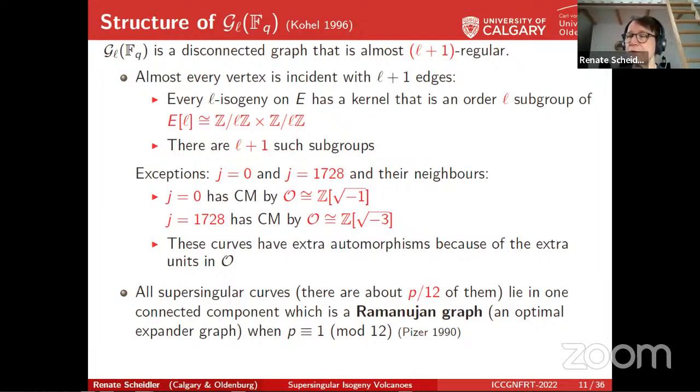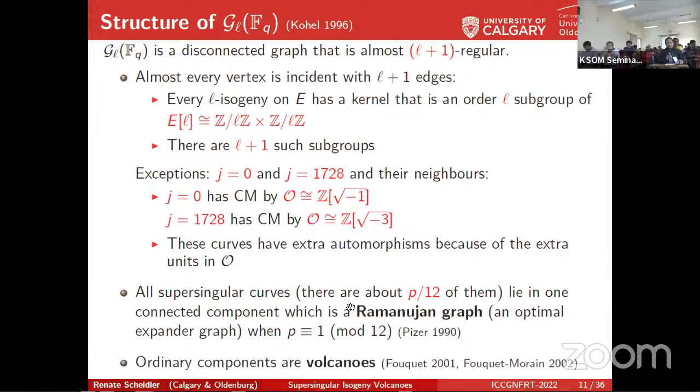So what is such a graph? Well, it's a graph where if you start walking along your L isogenies, then you don't have to go very far until your walk is indistinguishable from a random walk. So it has good mixing properties. Informally, you start walking and then you end up very quickly at very random points. And this is really good for cryptography. This is why these things are popular for cryptography. So that's the supersingular components.